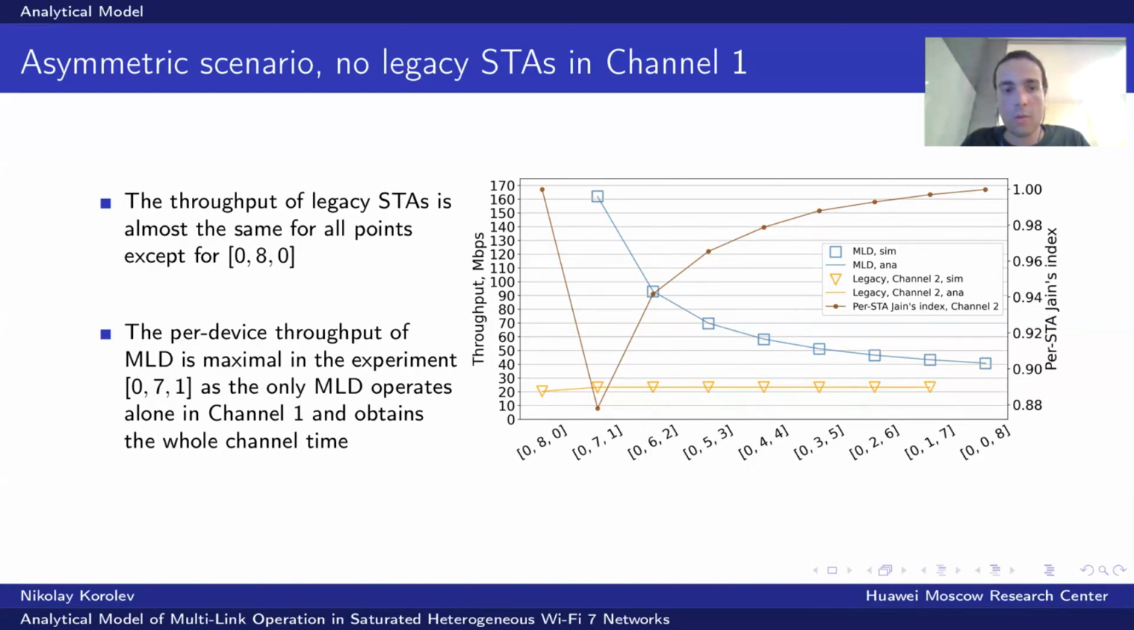Also, we see a quite high peak at point 0.071. That is clear because in this case, the MLD just occupies the first channel fully and has a very high throughput, and the 7 other legacy stations just occupy the other channel and have much lower throughput. Yeah, and that is why the fairness measure, the Jain's index, is the lowest for this point.